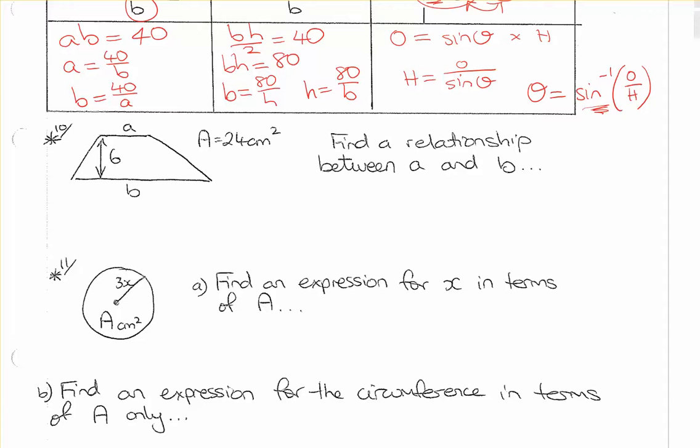Right, number 10, we're asked to find a relationship between a and b. Well, this is a trapezium, and I've got its area. So I remember that the area of a trapezium is a plus b times the height, which in this case is 6, divided by 2, and that has to equal 24. So if we're not sure what to do, let's start by multiplying by 2. And then we could divide both sides by 6.